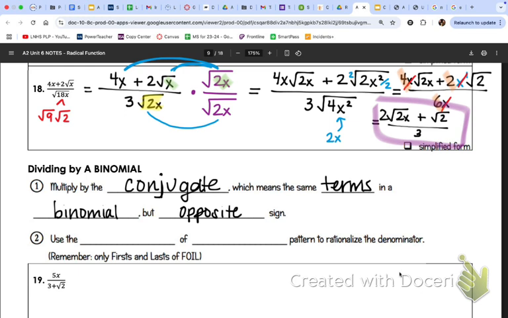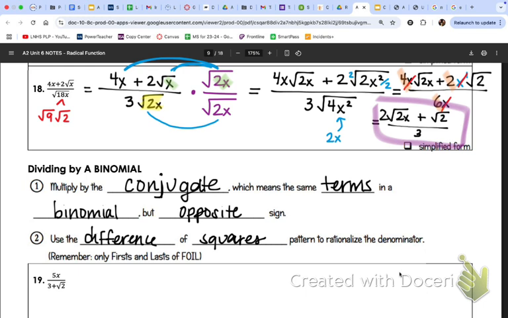So you're going to use the difference of squares. That's how it's going to work out, as a difference of squares. If you can catch on to that pattern, that's great. Use a difference of squares pattern to rationalize. You just end up having to actually multiply the first and the last terms, and the middle terms will cancel out. You'll see that happens every time.